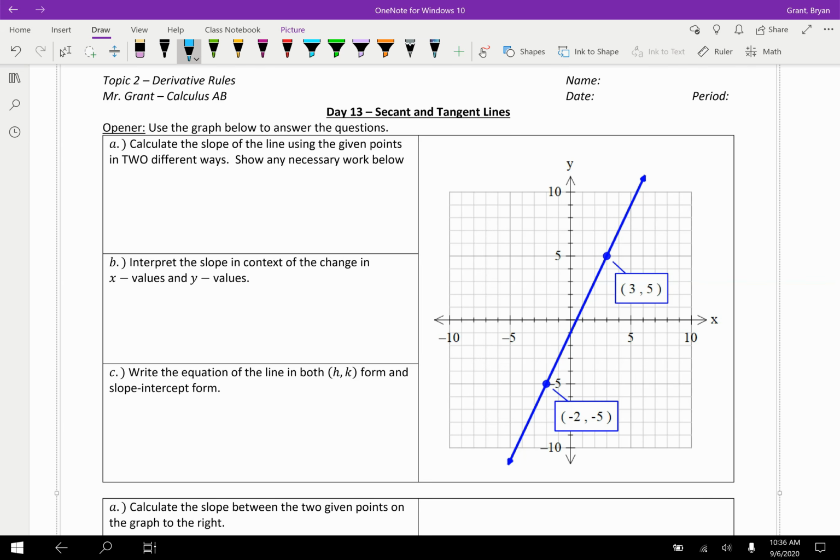Well, you've made it past topic 1 for your first part of AP Calculus, and we are into topic 2. Our title of topic 2 is Derivative Rules, and that doesn't mean like the derivative rules. No, it's going to be rules for derivatives. However, you probably don't know what a derivative is right now, which is okay.